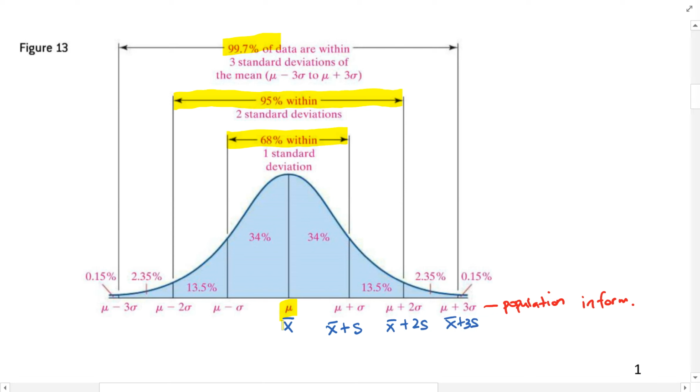I can do that similarly for one standard deviation below the mean. I will do x bar minus 1 times s. For two standard deviations below the mean, I will say x bar minus 2 times s. For three standard deviations below the mean, I will say x bar minus 3 times s. Right? So that will be for a sample. This part is for when sample information is given.